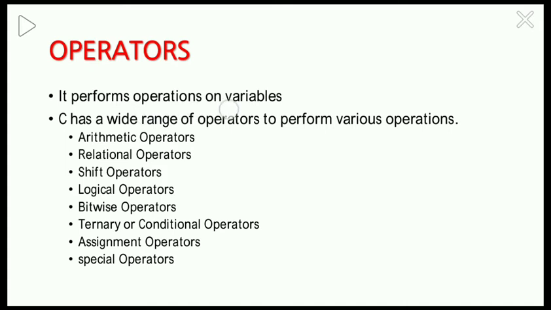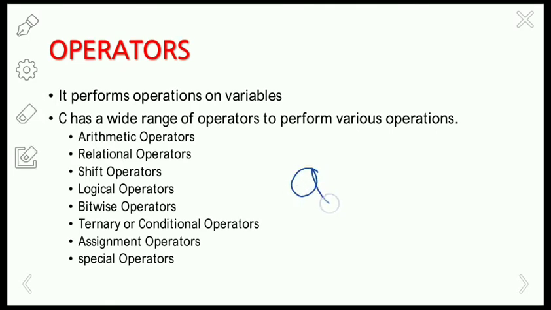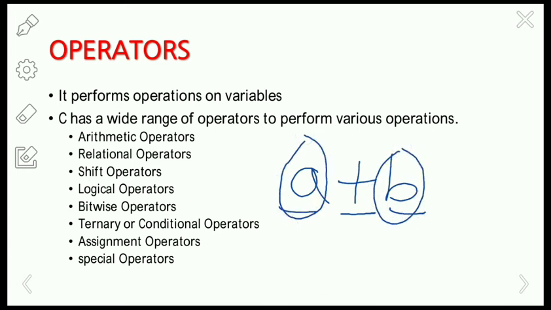First of all, the C operator is defined as a symbol that is used to perform operations on the variables. How are we going to perform the operations on the variables? Suppose I want to perform the sum on two variables, that is a plus b. Here the plus acts as the operator, and a and b are the variables, which we can call operands, because we are going to apply the addition operation on the two variables.